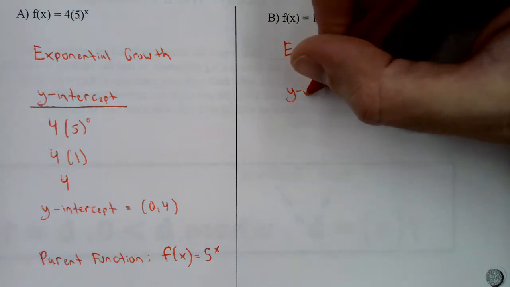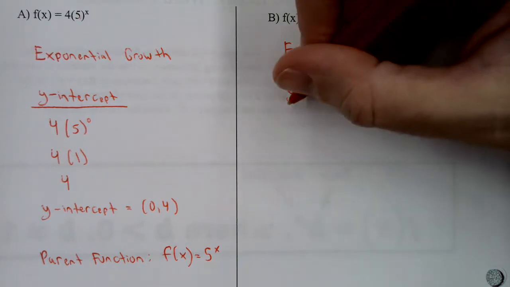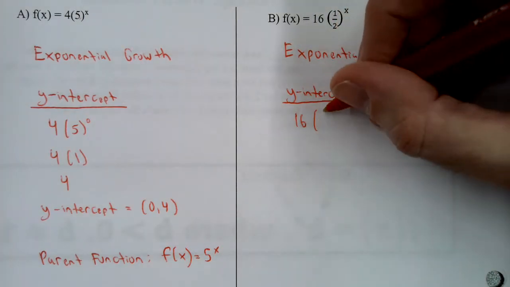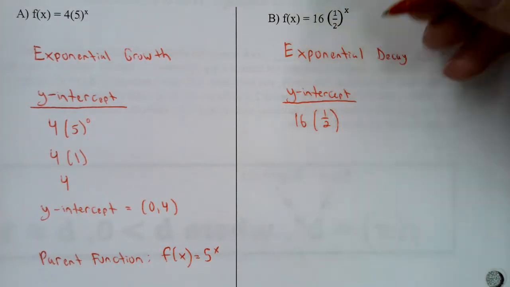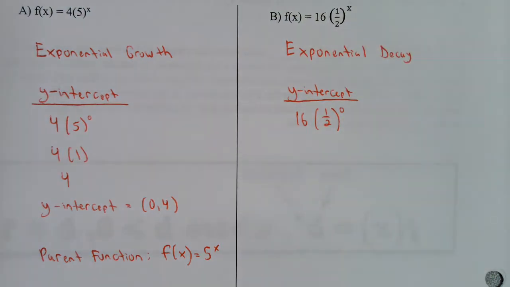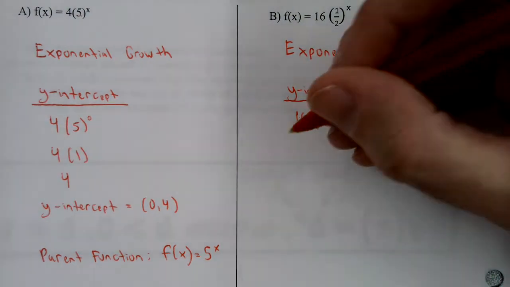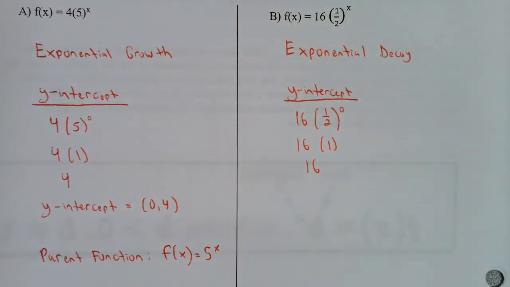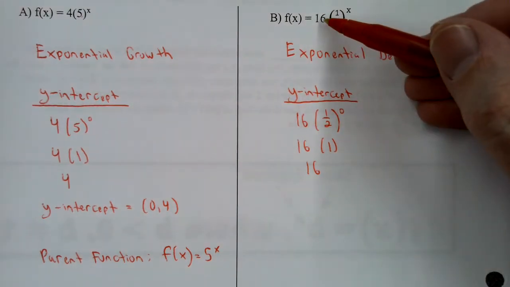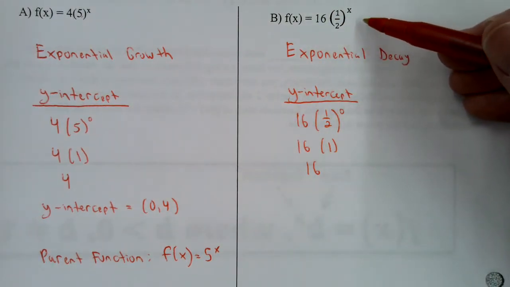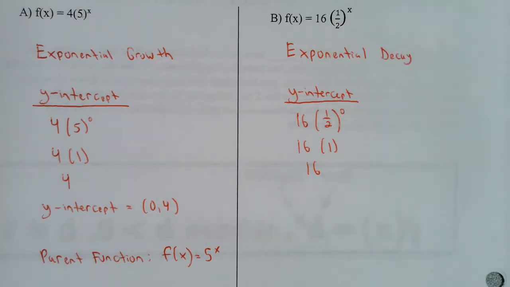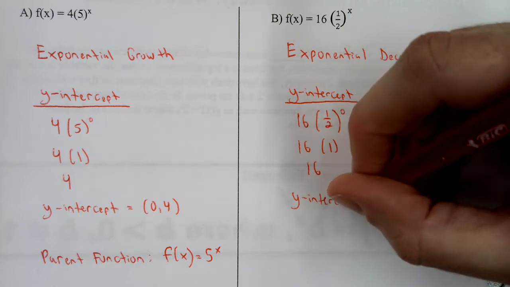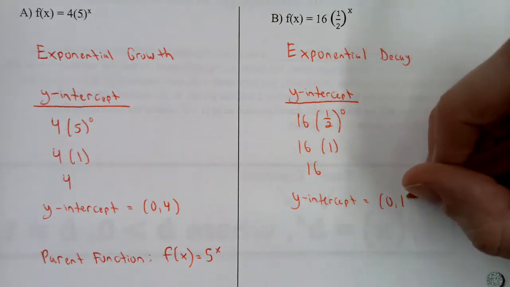Next, we're asked to find the y-intercept. Replace the x with 0. 16 times 1/2 to the 0 power. Anything to the 0 power always equals 1. So this y-intercept is going to be 16. It's not always that number. For example, if I do like plus 10 at the end, it won't be the number out front. Just keep that in mind. So in this case, the y-intercept equals (0, 16).